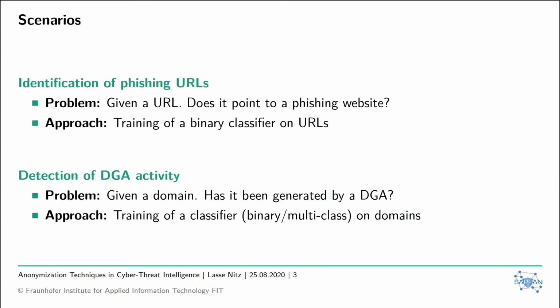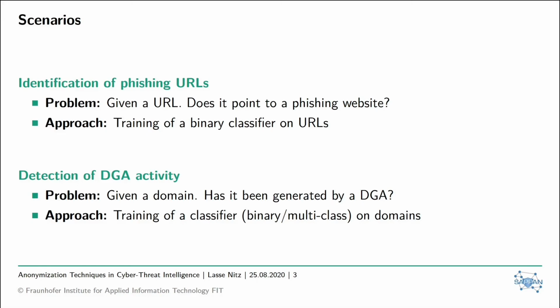As two specific scenarios in SAPAN in which we can apply such methods, we have identified, on the one hand, the identification of phishing URLs. The problem is: given a URL, does it point to a phishing website or not? And the chosen approach was to train a binary machine learning classifier on URLs.